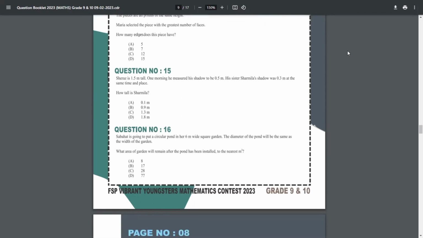Question 16. Sabahat is going to put a circular pond in her 6-meter wide square garden. The diameter of the pond will be the same as the width of the garden. What area of garden will remain after the pond has been installed, to the nearest meter square? So the correct answer is option A, 8.